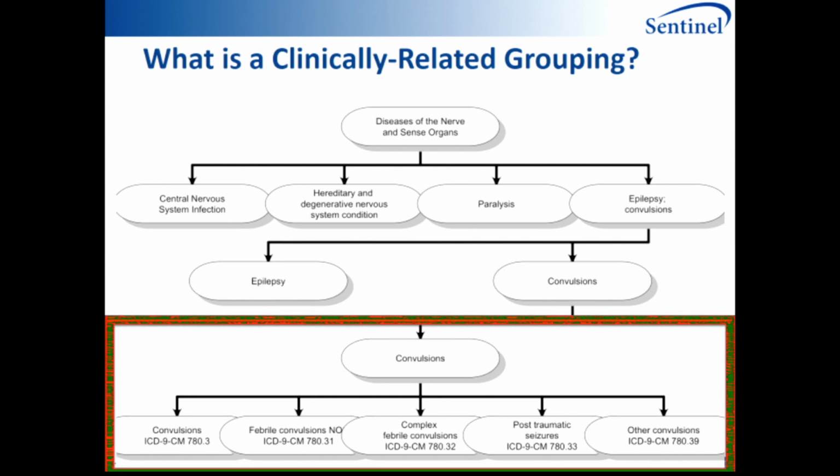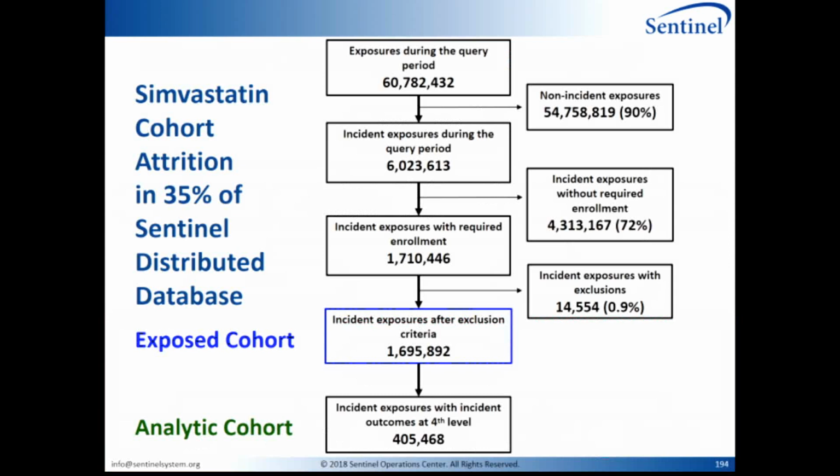This is an example of a clinically related grouping, and we do many clinically related groupings in TreeScan to ensure that we're looking at the right unit of analysis. And so when we do that, we end up with 405,468 outcomes that are eligible to be included in our analytic data set.